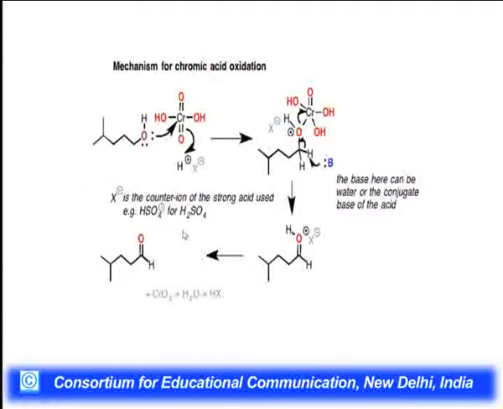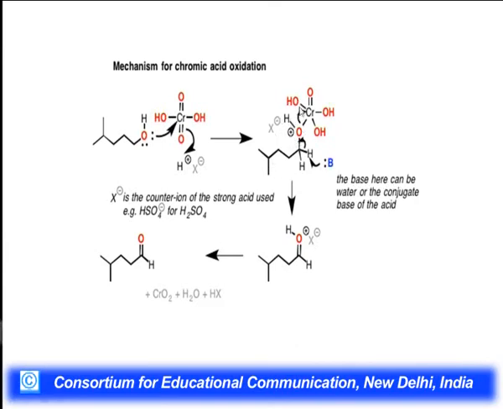Now if we look into a primary alcohol, what we find here is again that this chromic acid reacts with H plus to form an activated chromic acid. Since it forms the activated chromic acid, the electron density on this chromium is further decreased. That is, it becomes more electrophilic. The alcohol with the lone pair of electrons on oxygen acts as a nucleophile and forms a bond with this chromium here, resulting in the formation of this complex.